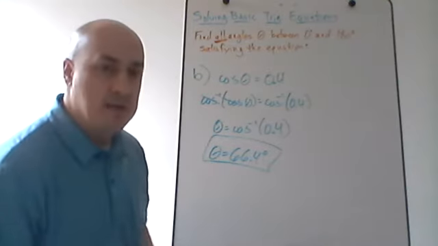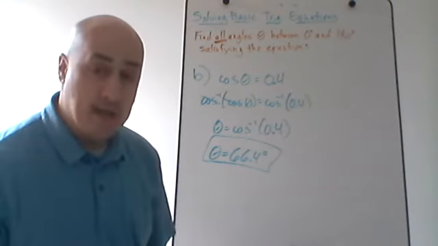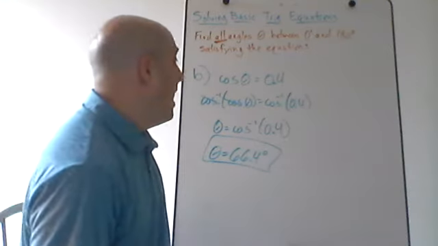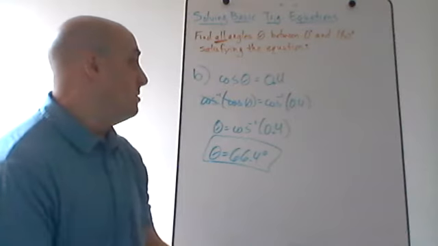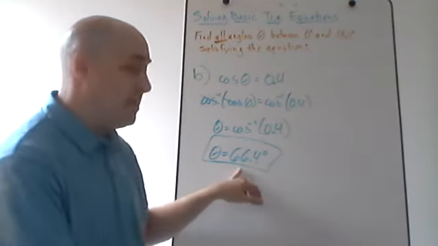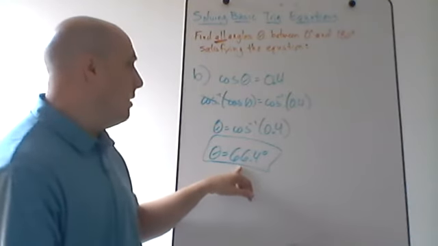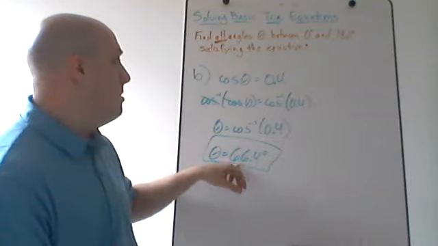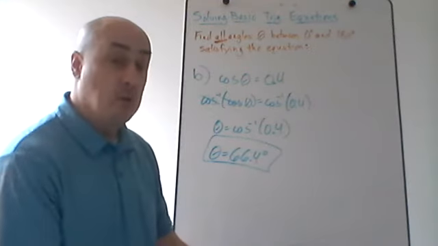All right, so that's my solution to that equation, or I should say that's a solution to this equation. It might not be the only solution. Remember, just like last time, we're asked to find all the angles between 0 degrees and 180 degrees. 66.4 is between 0 and 180, but is that the only one between 0 and 180 where the cosine is going to equal 0.4? All right, well, I'm not sure. We need to check it out.